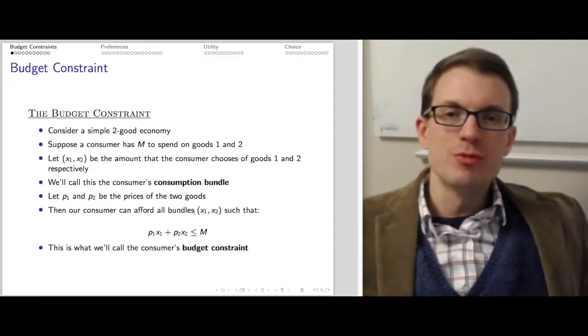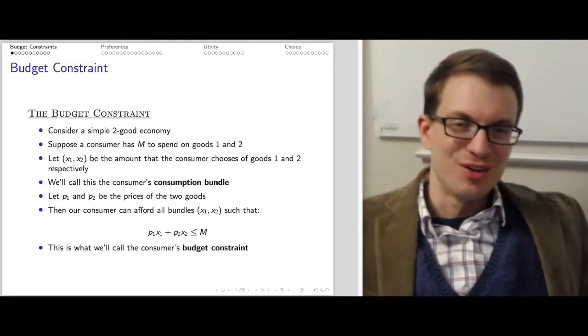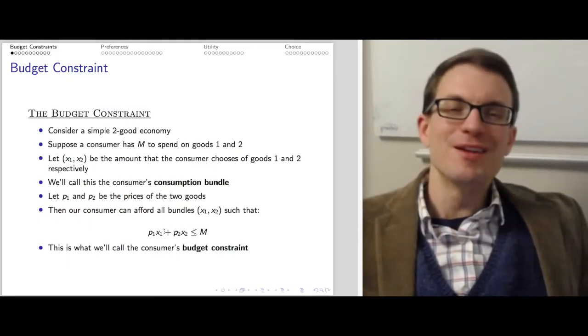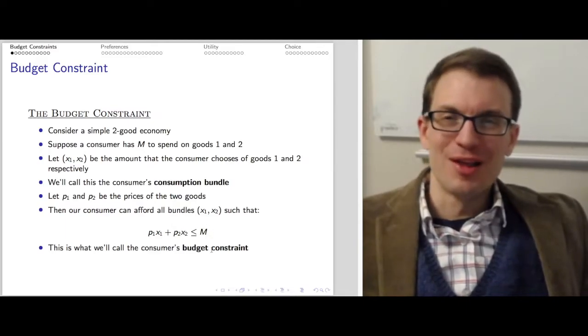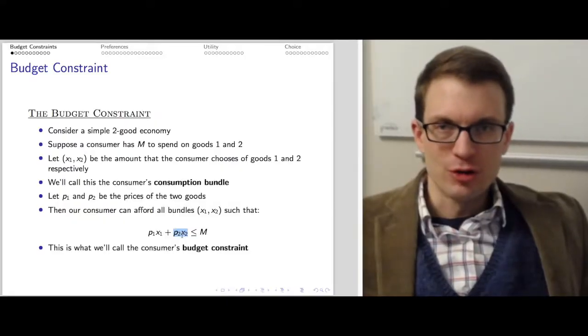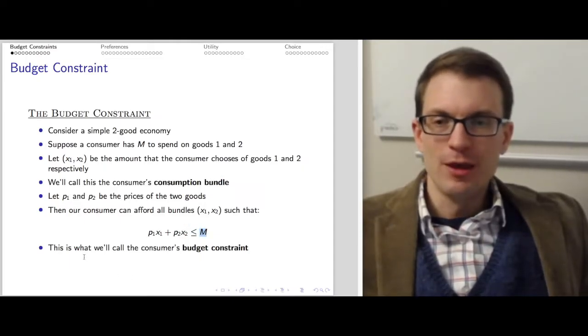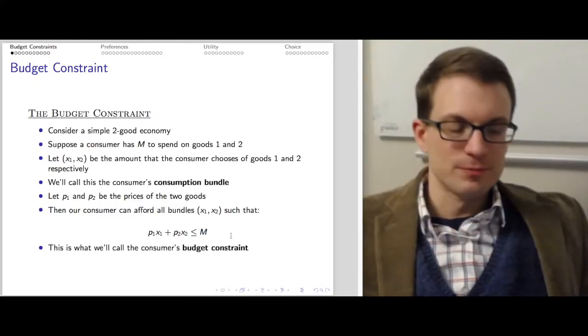Our consumer can afford all bundles that exhaust its budget or just fail to exhaust its budget. It can spend no more than the money it has available. P1 X1 is the expenditure on good one, the price of good one times the amount you buy. P2 X2 is the expenditure on good two, the price of good two times the amount you buy. The expenditure on good one plus the expenditure on good two can be less than, but cannot exceed, the amount of money you have available. This is the consumer's budget constraint.